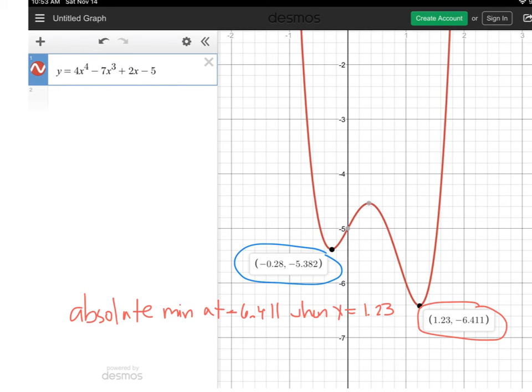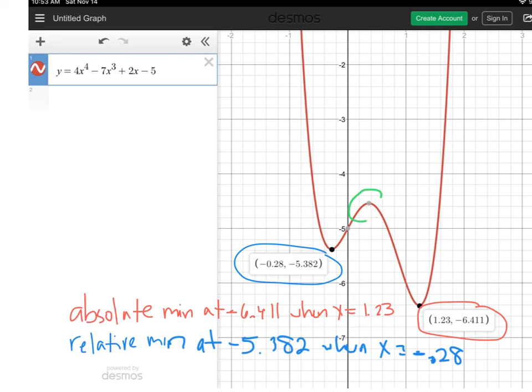Here is what we call the relative min. Relative min negative 0.28. Okay, now one thing, notice I didn't even get here, that is your relative max. Okay, and that's it.